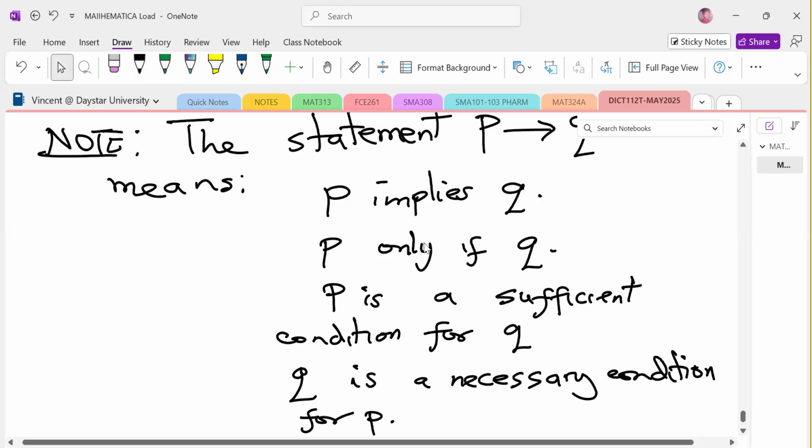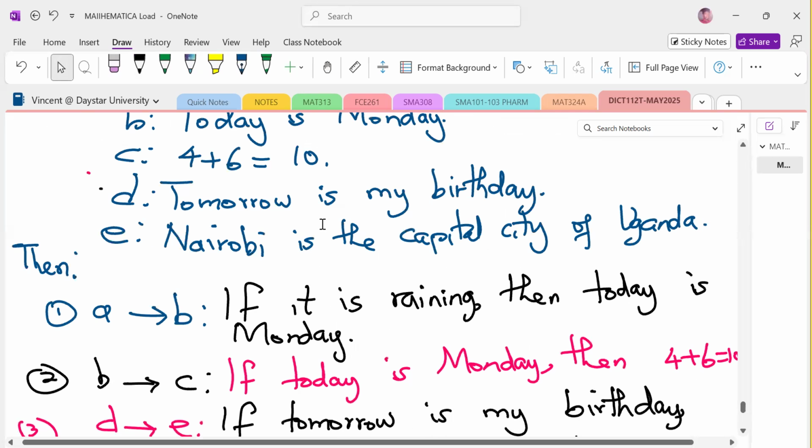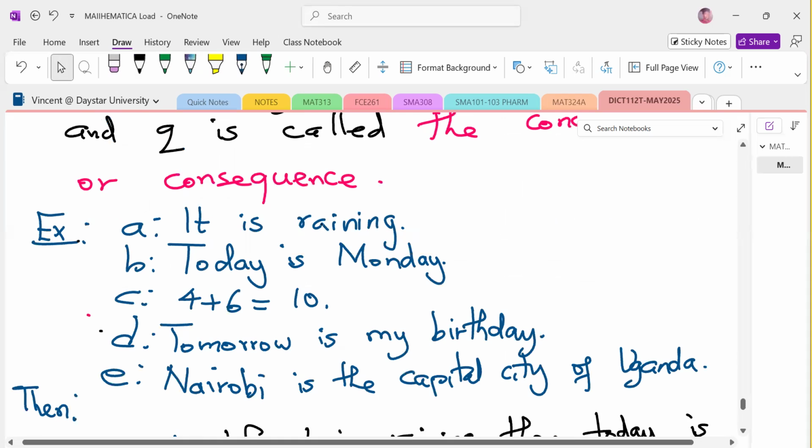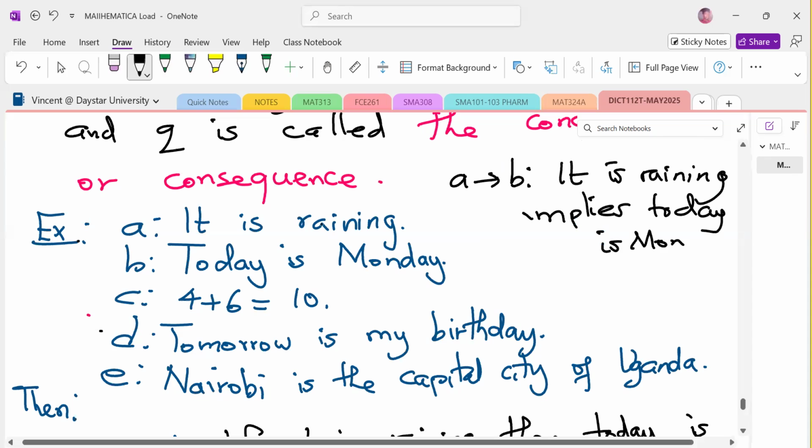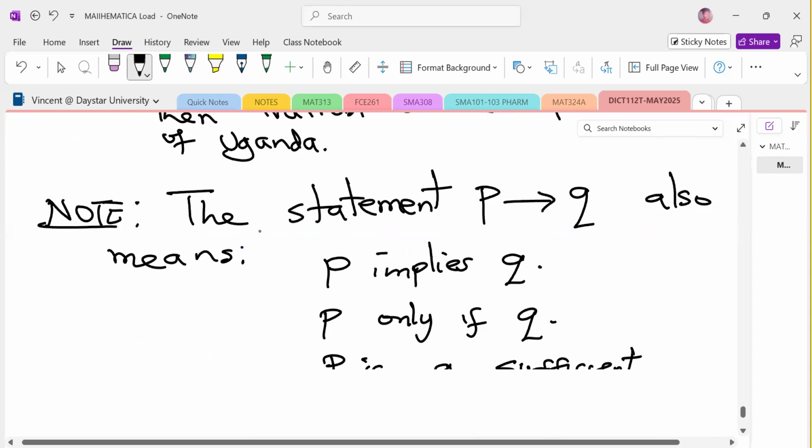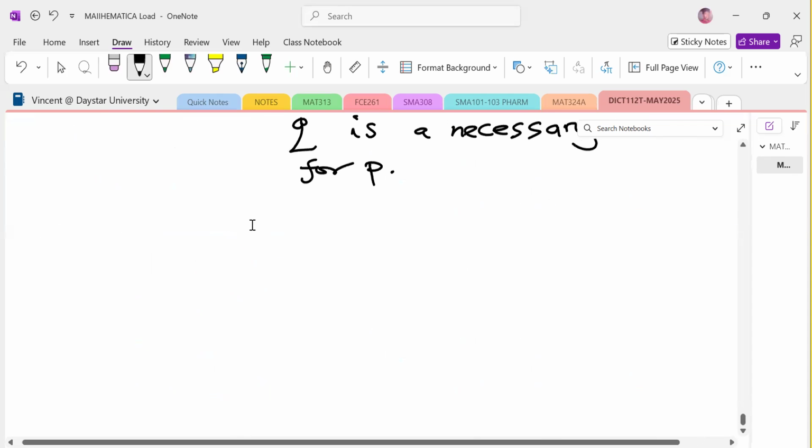So if we are to use the first definition, P implies Q. For example, here, when we write this, we'll say it is raining implies today is Monday. We'll have the same interpretation. Then the truth table.